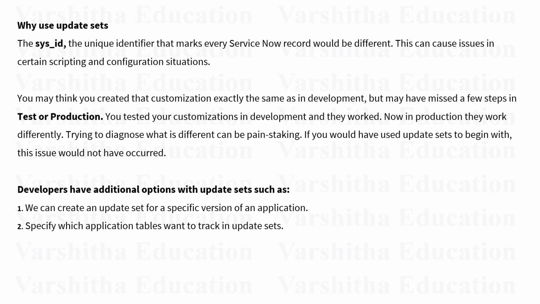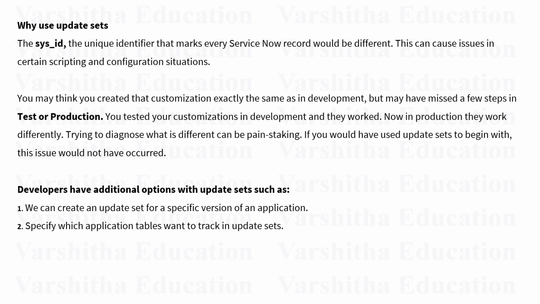Now see why we use an update set. This is the ID, the unique identifier that marks every ServiceNow record as different. Each and every ServiceNow record is different, one is not equal to another. Every record has a sys ID. Sys ID is nothing but a system generated ID. Each record has a unique ID, it is not duplicated. This can cause issues in certain scripting and configuration situations when we use this unique one, so sometimes we may get some problems during configuration.